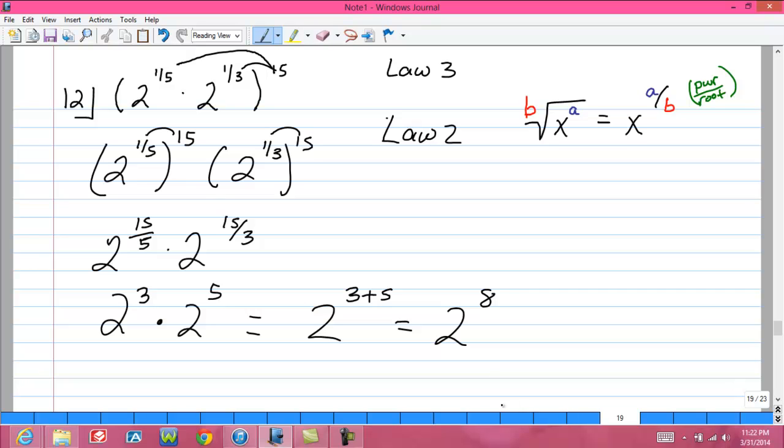One last thing. 2 to the 8. That's the same thing as 2 times 2 times 2, 8 times, and 2 to the 8th power is 256.